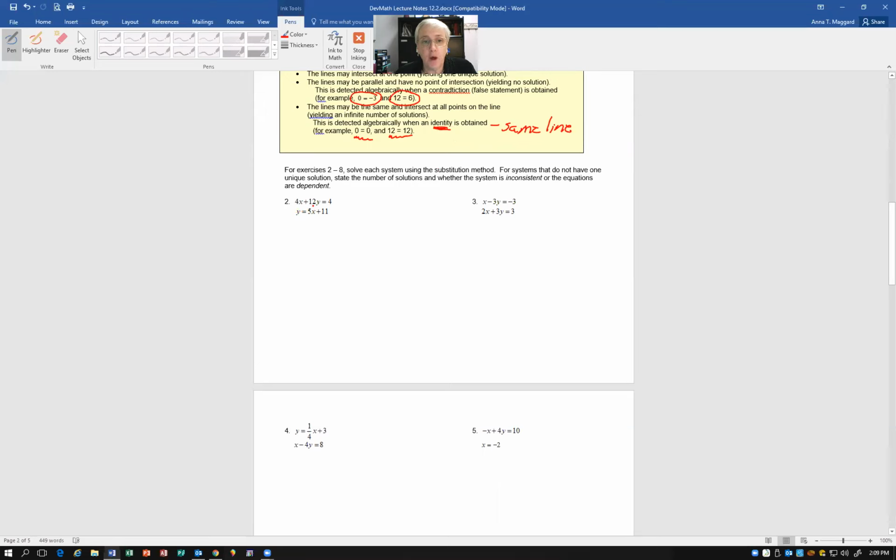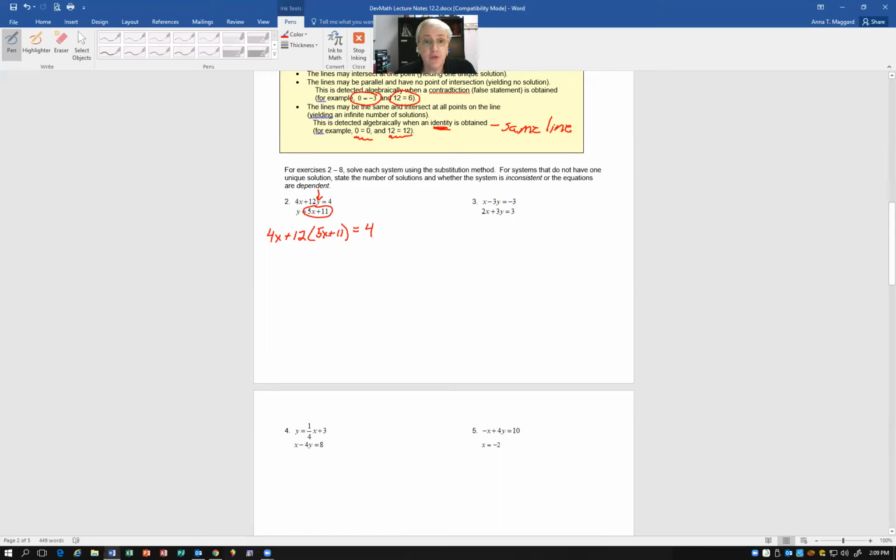This already says y equals 5x plus 11. So I'm taking that and putting it in place of the y. Once you've substituted, you should only have one type of variable in your equation. So I'll have that 4x plus 12. But in place of the y, I'll put 5x plus 11.